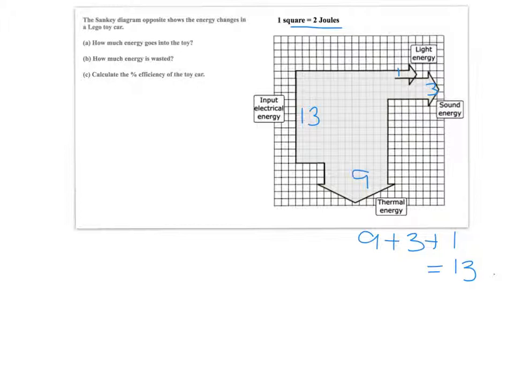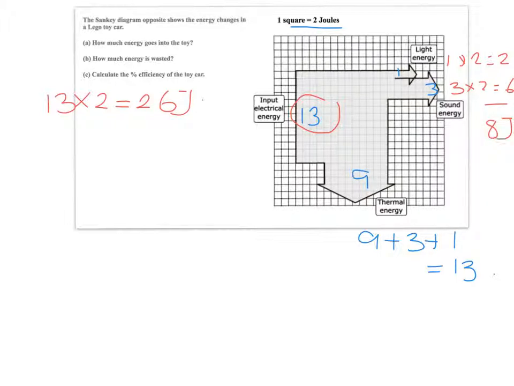Now, the 13 here doesn't mean that we've got 13 joules, because 1 square is 2 joules. So 13 multiplied by 2 will give us 26 joules. The 1 multiplied by 2 will obviously give us 2, and the 3 multiplied by 2 will give us 6 joules. So our useful energy here is represented as 8 joules.